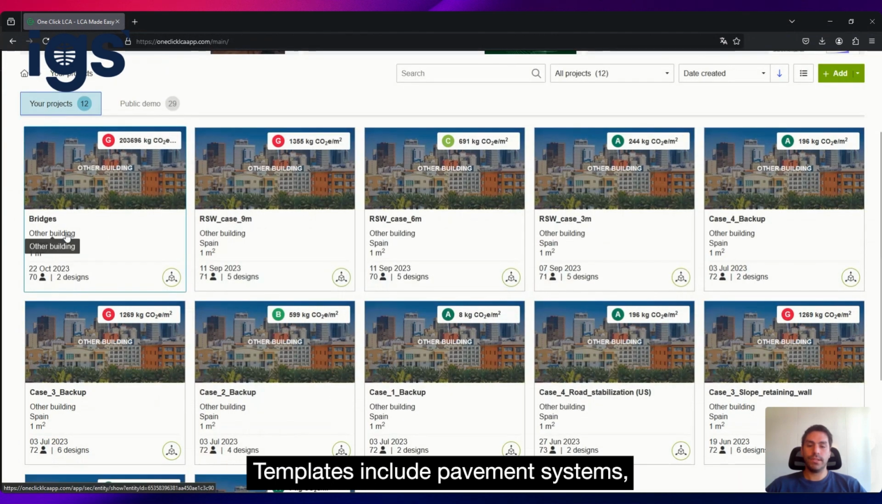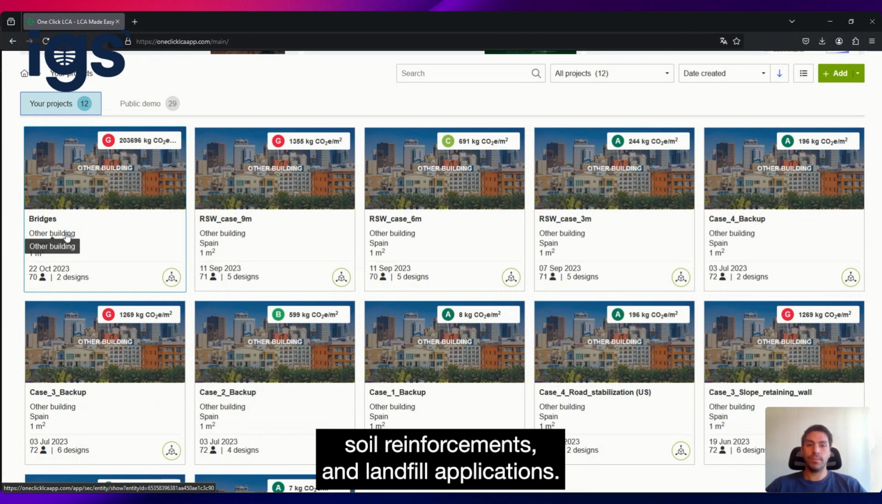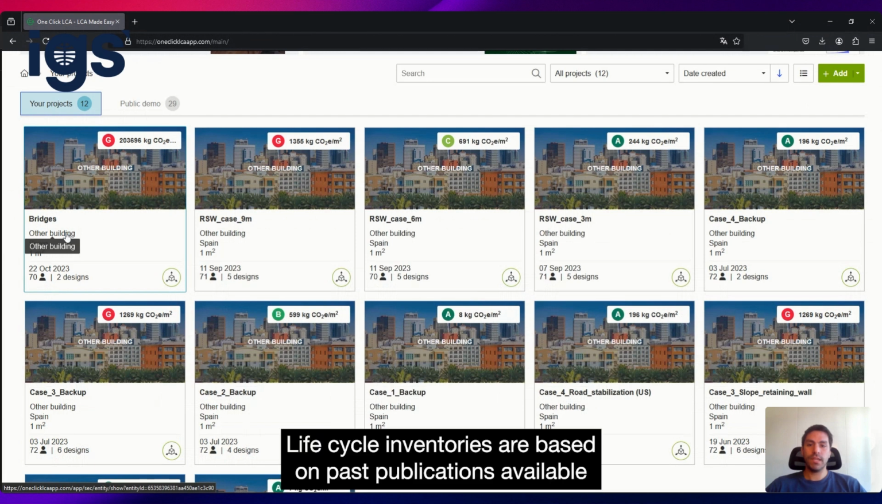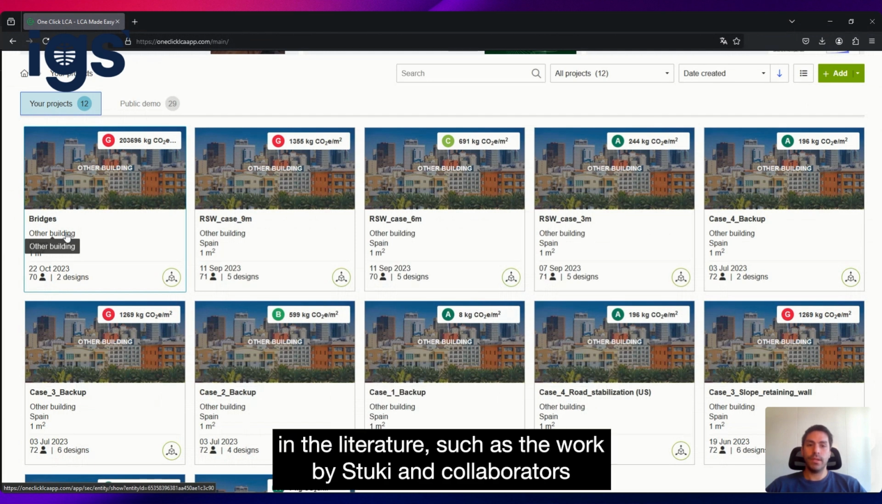Templates include pavement systems, drainage and filter systems, soil reinforcements, and landfill applications. Lifecycle inventories are based on past publications available in the literature, such as the work by Stuckey and collaborators in 2011.